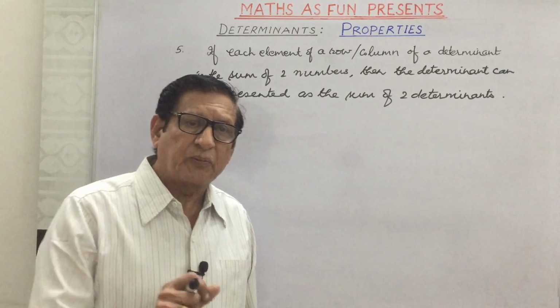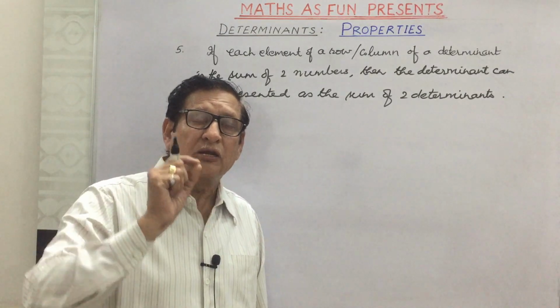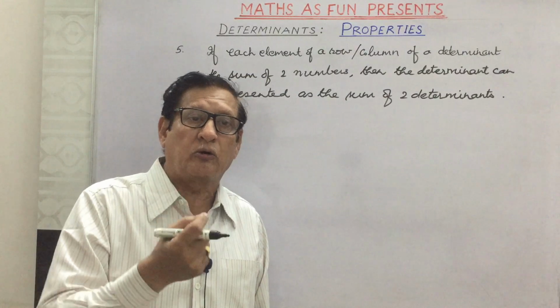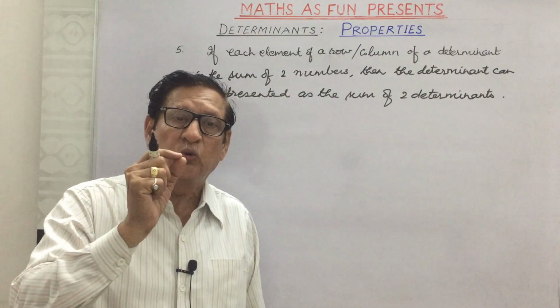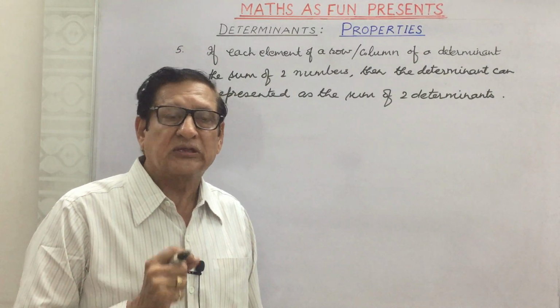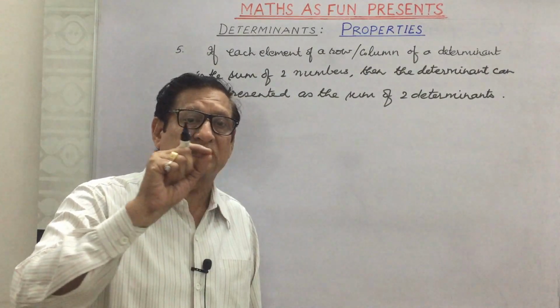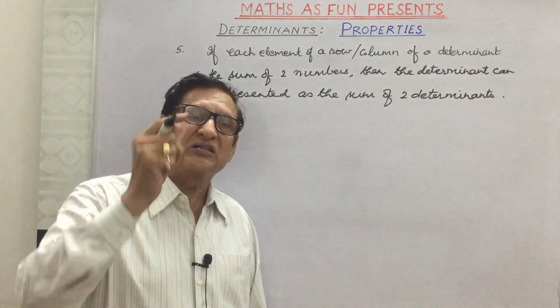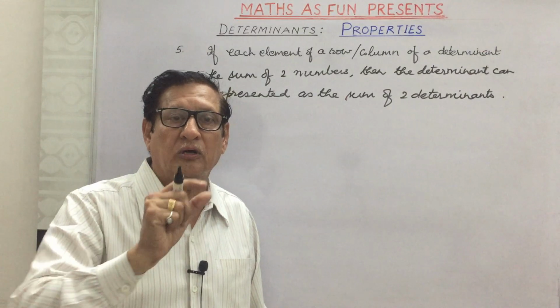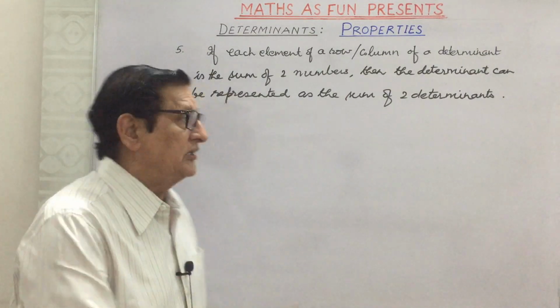The fifth property is that if each element of a row or a column of a determinant is represented as the sum of two numbers, then the determinant can be represented as the sum of two determinants, that is by splitting that particular row or column. How is it? Let's see.